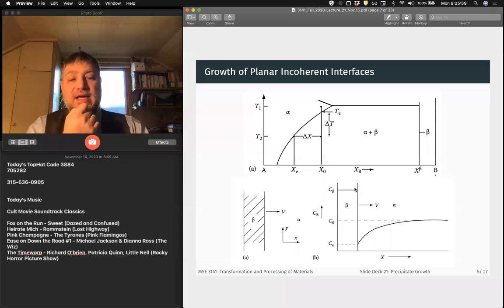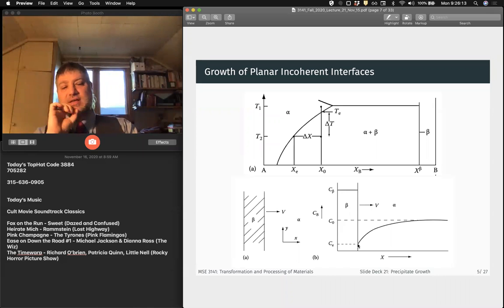And just like in solidification, we're going to assume that at the interface, we're at the local equilibrium concentration. So just a tiny differential amount x to the right of the interface, we're at the equilibrium alpha composition. A tiny little bit to the left, we're at the equilibrium beta composition. So we've got a big change in composition across that interface.